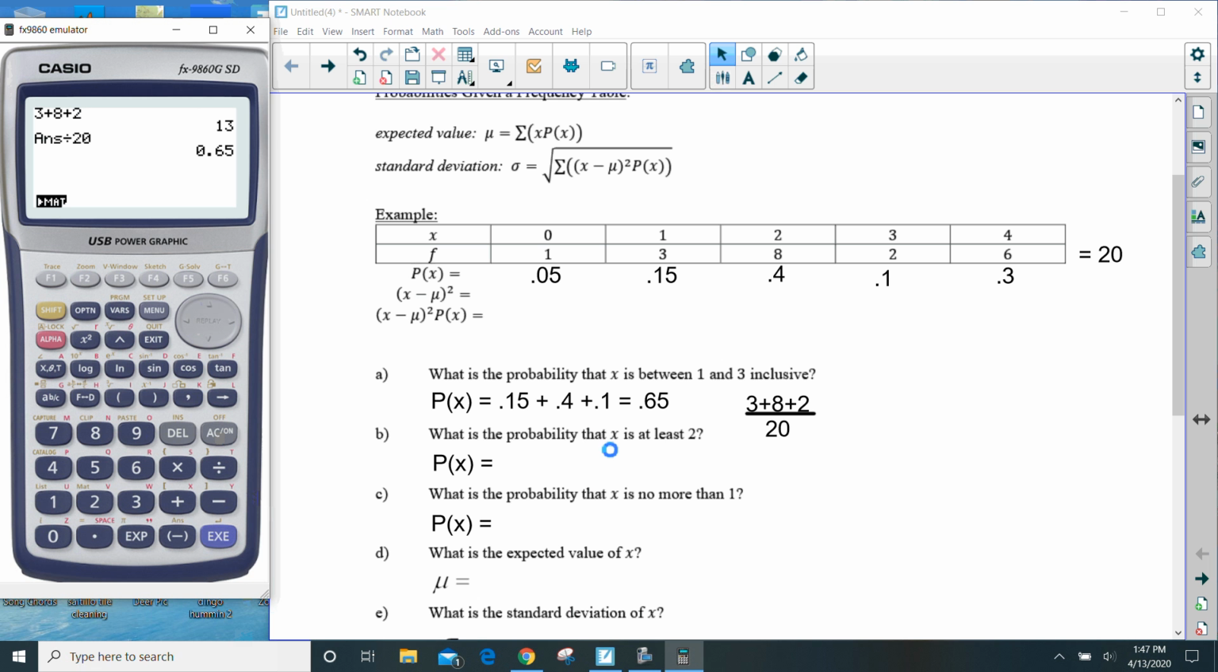So what is the probability that it's at least 2? The probability that it's at least 2 would be 0.4 plus 0.1 plus 0.3.